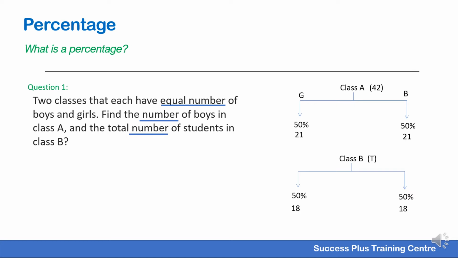Now let's have a look at Class B. 50% of the class are boys. The number of boys in Class B is equal to 18, and so is the number of girls in the class. Can you find out the total number of students in Class B? Pause the video and work out the total number of students in Class B. Yes, Class B has 36 students.